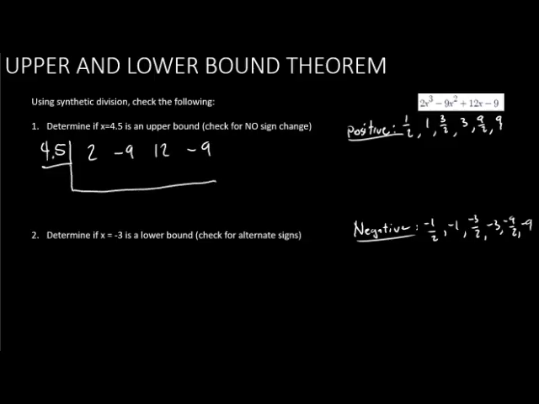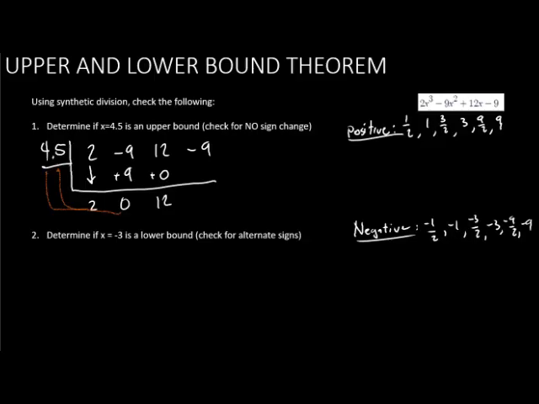We'll start by bringing down the 2 and writing that in the first position. Then we multiply the 2 times the 4.5. 2 times 4.5 gives 9, and then if we combine the negative 9 and positive 9, we'll get 0. Then we take that 0 also times the 4.5. 0 times 4.5 gives 0 again, and if we combine the 12 above with the 0, we'll get 12.